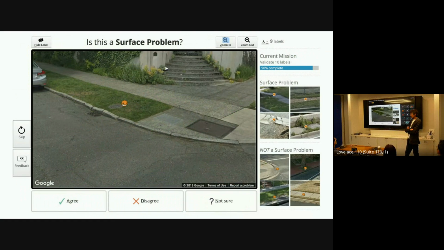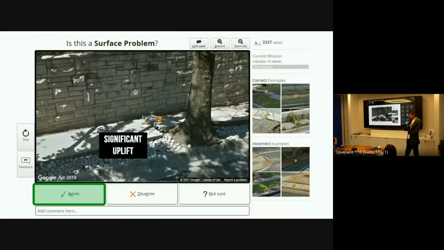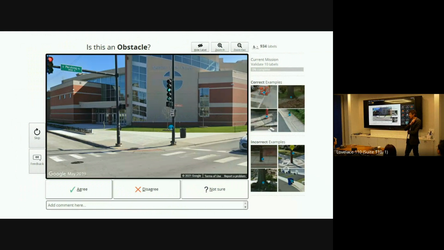Is this a surface problem? Yes. No, because it's not on the pedestrian path. And this one is because it's a significant uplift. How about this one?